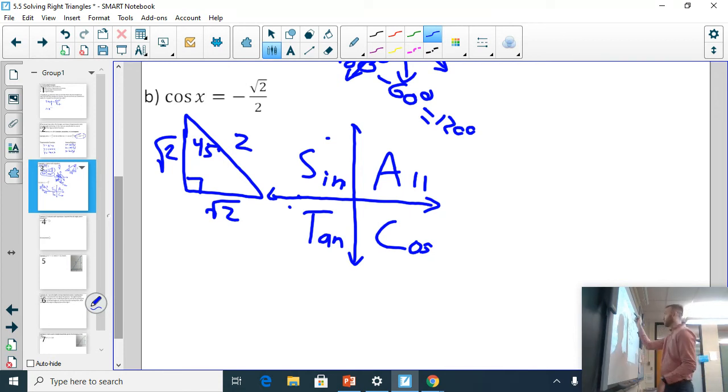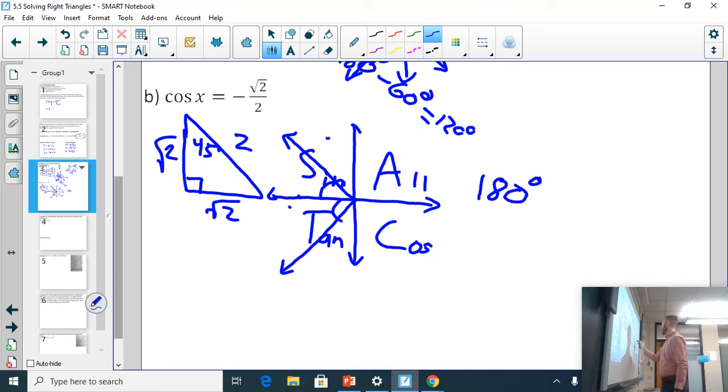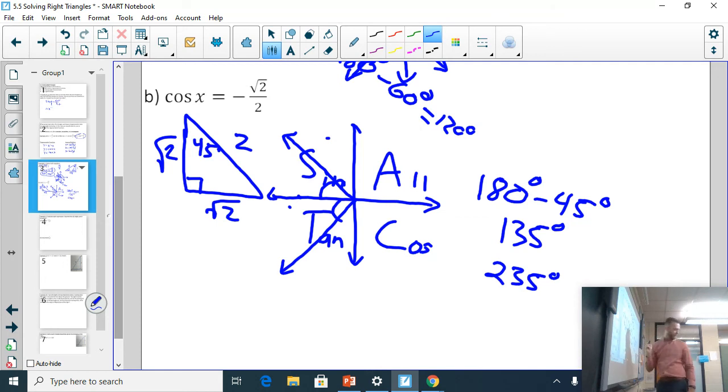So we know that square root 2 over 2 is 45 degrees. So it will be the two reference angles who have 45 degrees. So that reference angle and that reference angle. And that'll be 180 degrees, the first one, minus 45, which is 135 degrees. And the second one is going to be 270 minus 45, which is going to be 235 degrees. Is that right?